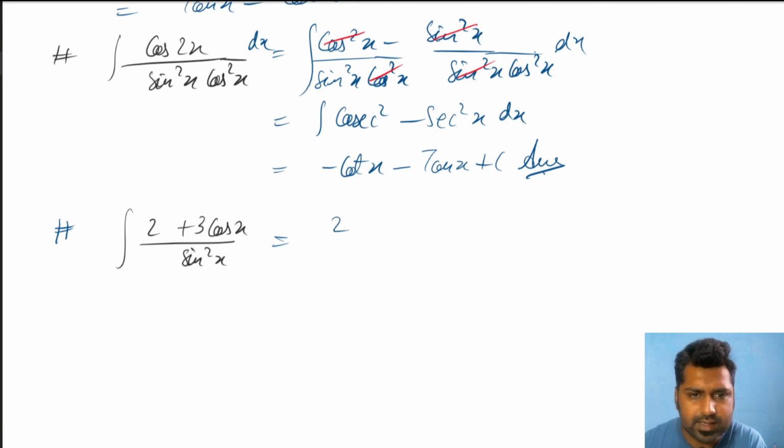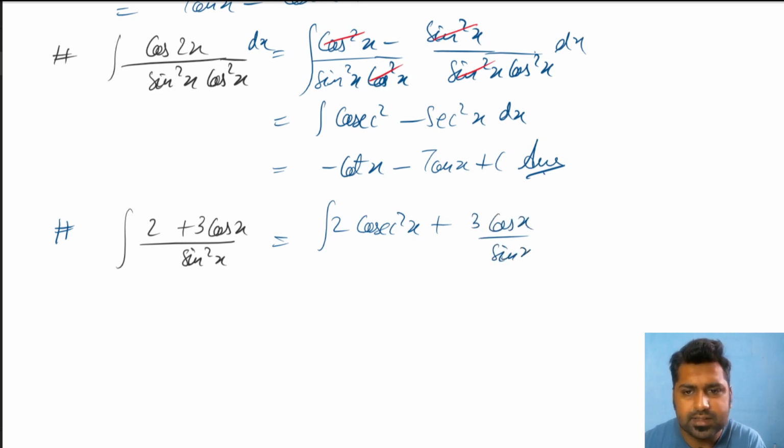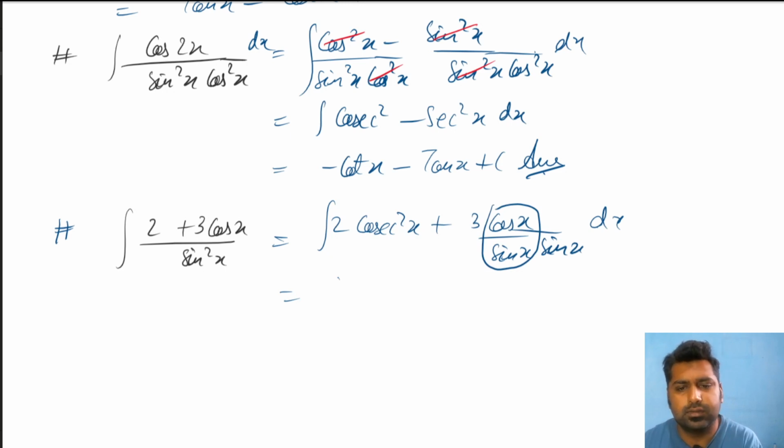So 2 by sine square x means 2 cosec square x. It's a good thing, 2 cosec square x. But 3 upon cos x by sine square x, I'm writing this as cos x by sin x, and 1 by sin x. You'll see why. Combine this cos by sine. What is cos by sine? So this integration is already done.